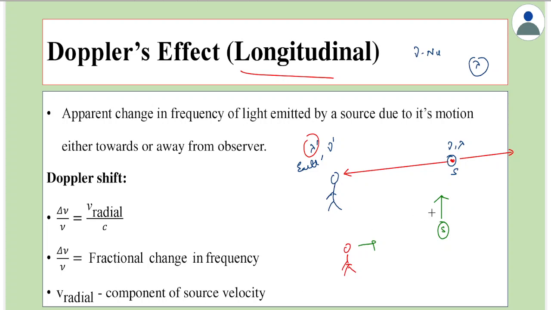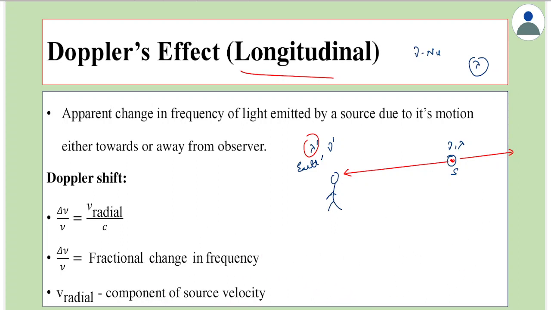Let the velocity of the source be some v in this direction. So here the angle between the direction of motion of the source and the observer is 90 degrees. Even here, since there is a relative motion between observer and source, the frequency or the wavelength the observer gets would be different. Even here there is Doppler's effect, but this is called the transverse Doppler effect. But in the syllabus, what is given is only the longitudinal Doppler's effect.